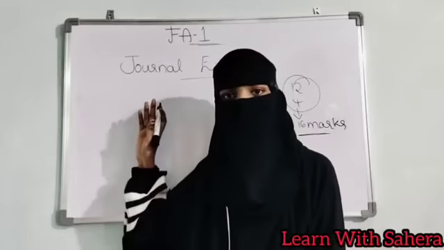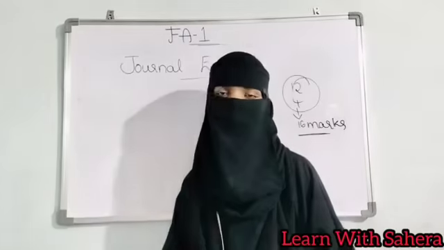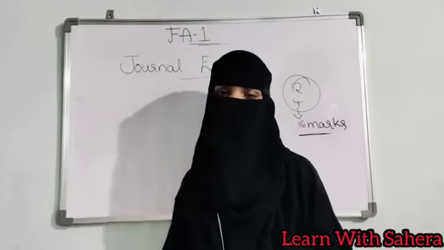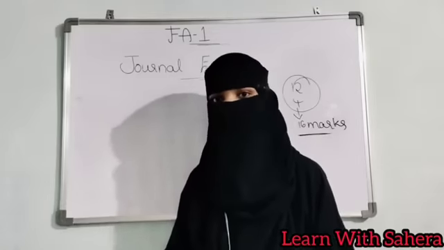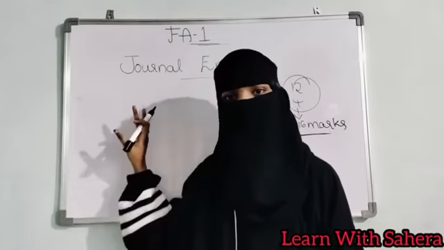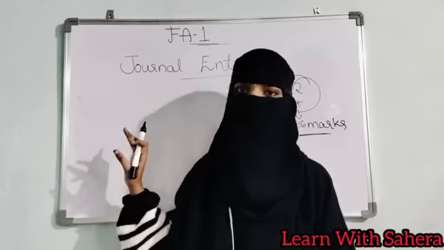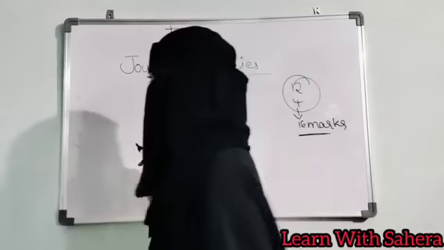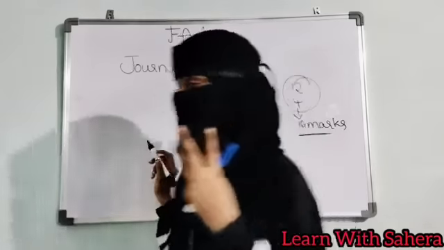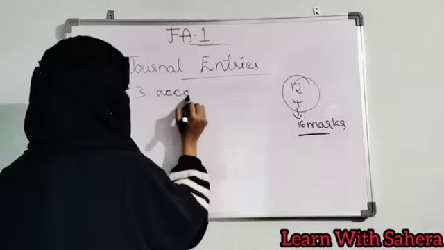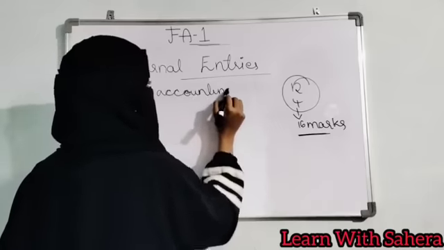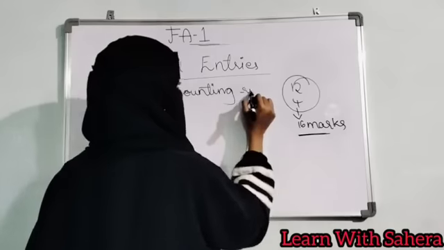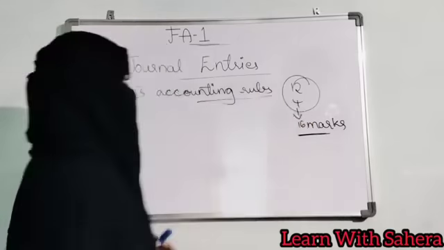Students, to understand journal entries, first we need to understand accounting rules. If we don't know accounting rules, then we cannot put the transactions into the journal entries. So first let us go with the accounting rules, then we will go with the journal entries. In total we have 3 accounting rules, children. How many accounting rules are there? 3 accounting rules.